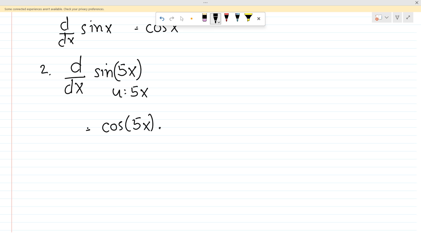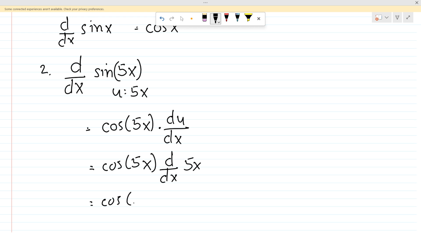Can you still follow? Okay? Then multiplied by du over dx, or simply, cosine po ng ating 5x, derivative of 5x with respect to x. So, we have here cosine of 5x. Ano po ang derivative ng ating 5x with respect to x? That is 5. So you have here the final answer, 5 cosine of 5x. Nakukuha po ba natin? Yes po, sir.